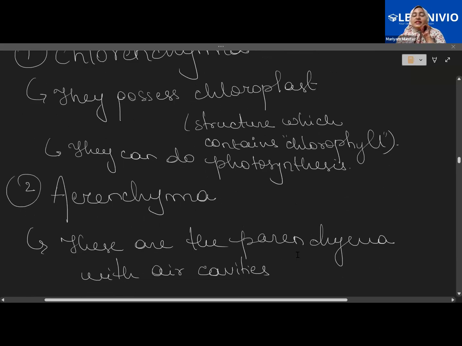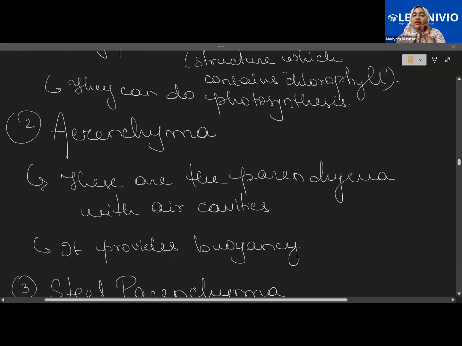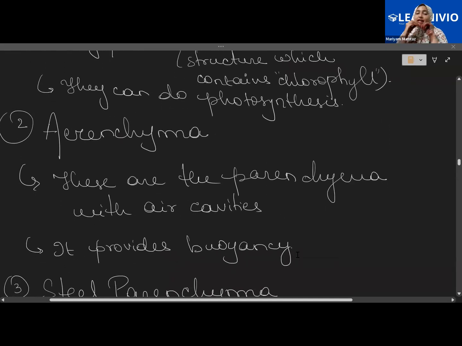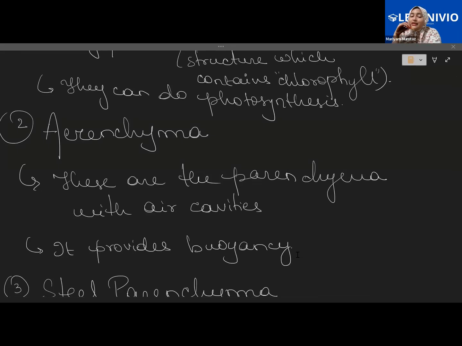After that comes the aerenchyma. Aerenchyma deals with air. These are the parenchymatous tissues with air cavities present in them.